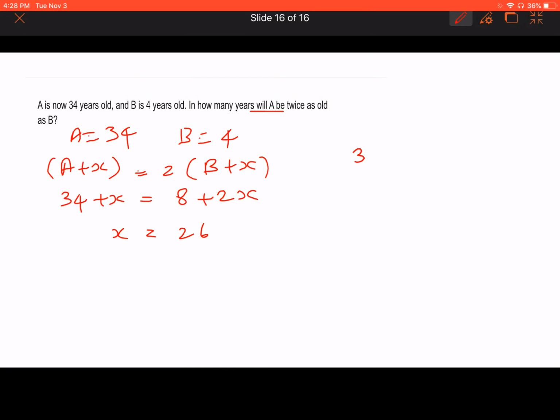So A's age is 34. After 26 years, he will be 60 years old. Age of B is 4 now. After 26 years, his age will be 30. So the age is 2 times 30, right? This is the question they're asking. So the answer is after 26 years.